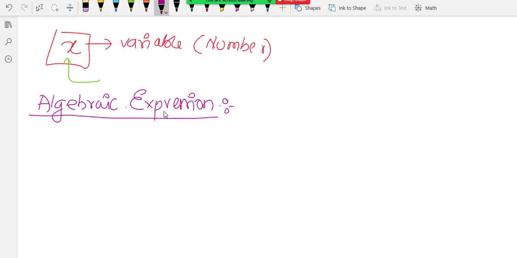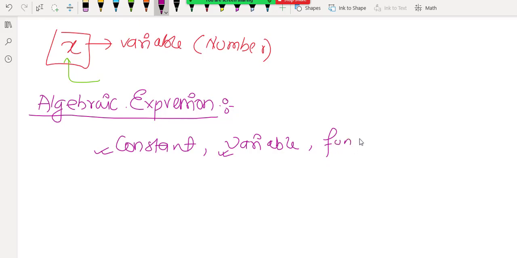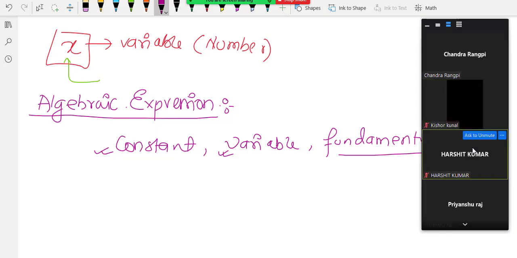ठीक है. So what is an algebraic expression? Try to listen carefully. In an algebraic expression, we will find constants. We will find variables. ठीक है. In an algebraic expression, we will see constants, we will see variables, and we will also see fundamental operations. So what are fundamental operations? Can anybody tell me? Yes, sir. Addition, subtraction, multiplication, division.